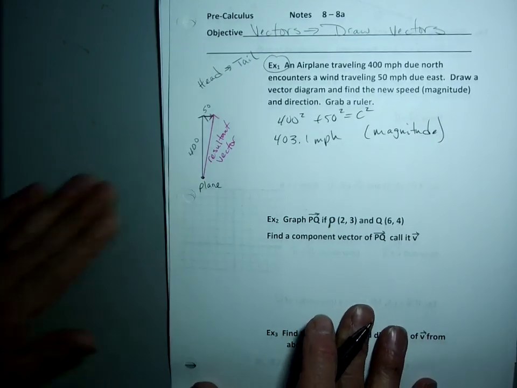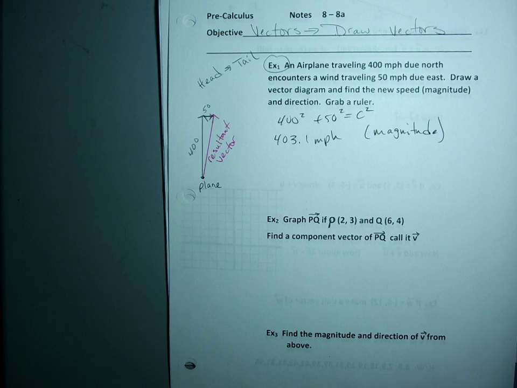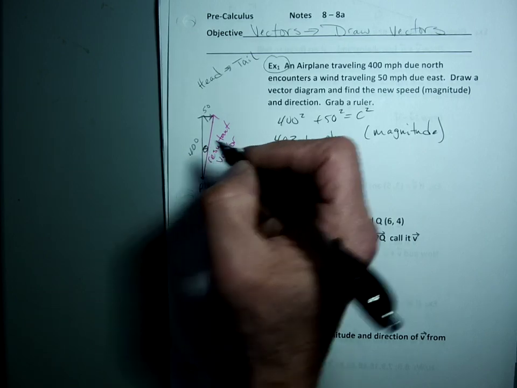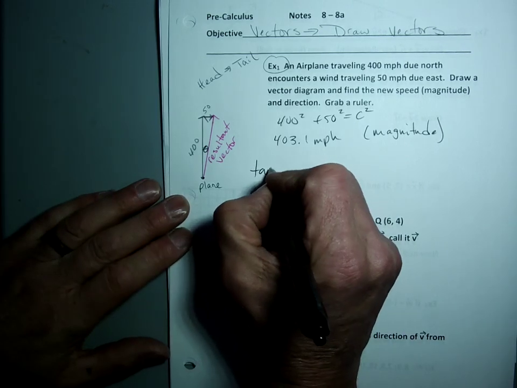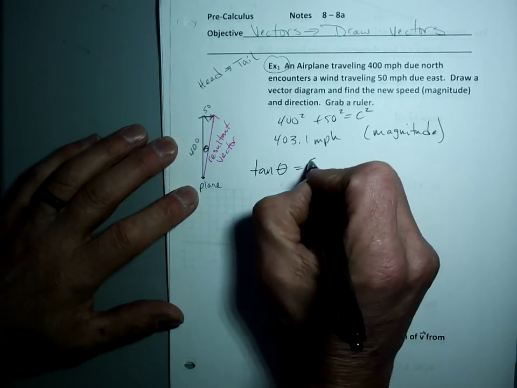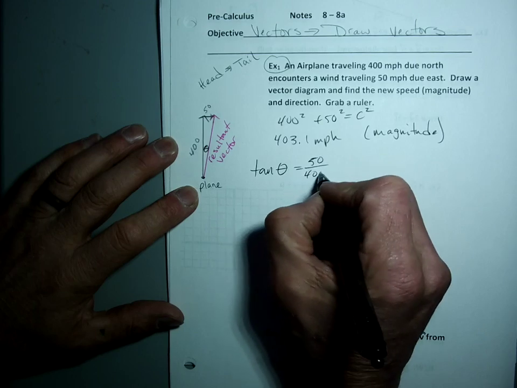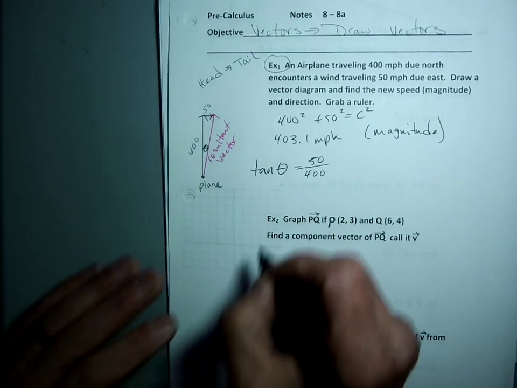How about the direction? How do I find the direction? Well, I need this angle here. How do I find that angle there? I'm off north, right? North is straight up, and now I'm off north a little bit. How do I find that angle? Opposite over adjacent, tangent. So tangent of theta is equal to my 50 over my 400. Good job, Sky.